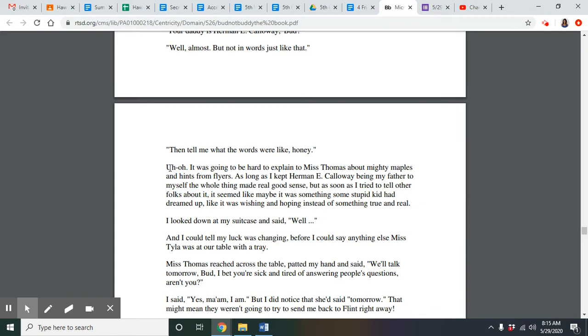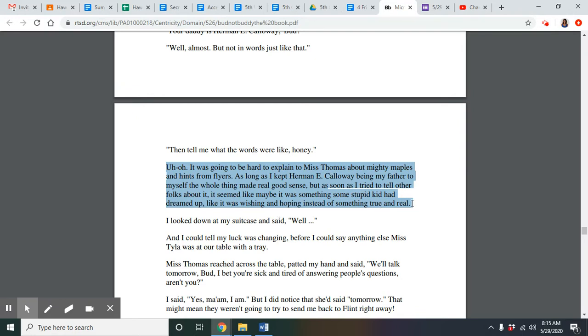It goes on to say, "Uh-oh, it was going to be hard to explain to Miss Thomas about Mighty Maples and hints from flyers. As long as I kept Hermie Calloway being my father to myself, the whole thing made real good sense. But as soon as I tried to tell other folks about it, it seemed like maybe it was something some stupid kid had dreamed up, like it was wishing and hoping instead of something true and real."